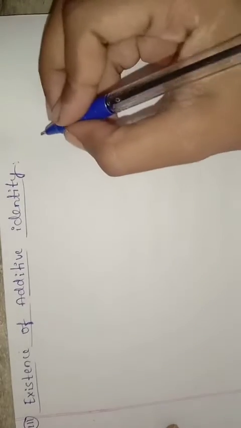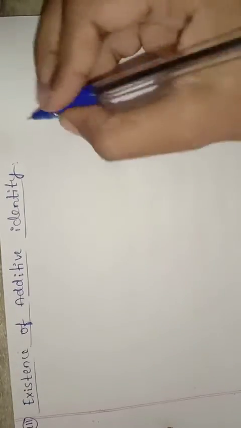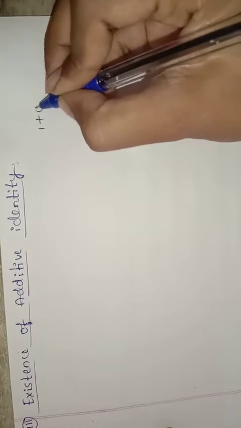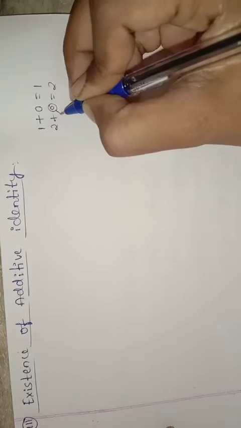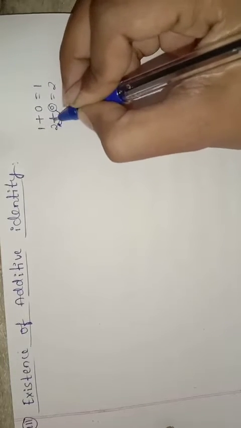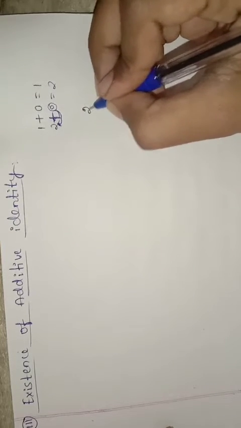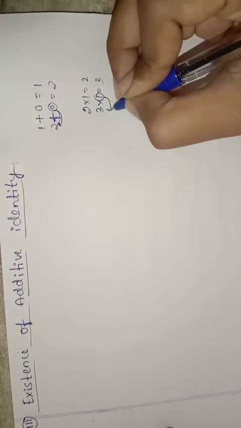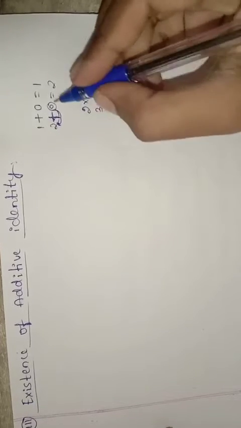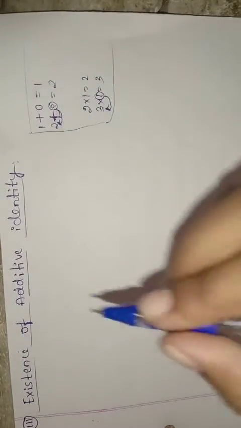See, existence of additive identity in matrices we are talking about. But you already know what the additive identity is. 1 plus 0 gives 1, 2 plus 0 gives 2. So 0 is the additive identity. Similarly you also know the multiplicative identity. 2 times 1 is equal to 2, 3 times 1 is equal to 3. So 1 is the multiplicative identity, 0 is the additive identity. So here also, existence of additive identity in matrices is nothing but the zero matrix.